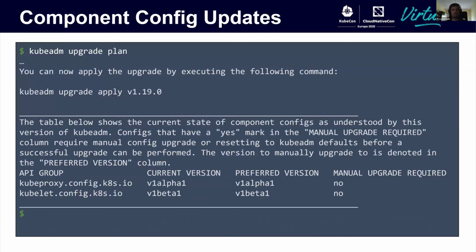Another thing that we are preparing for you in 1.19 is some component config updates. Most of the component config updates are happening under the hood, but in 1.19 you can see that we have introduced a new component config state table that's going to be printed out at the end of the kubeadm upgrade plan command. This state table shows you the different component config API groups, the current version, and the preferred versions of these configs. It also shows you whether a manual upgrade is required of any of these configs.